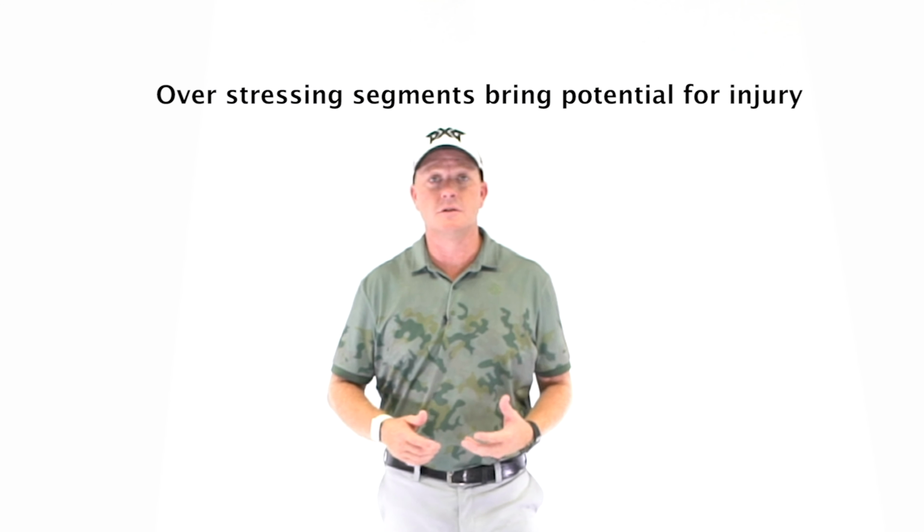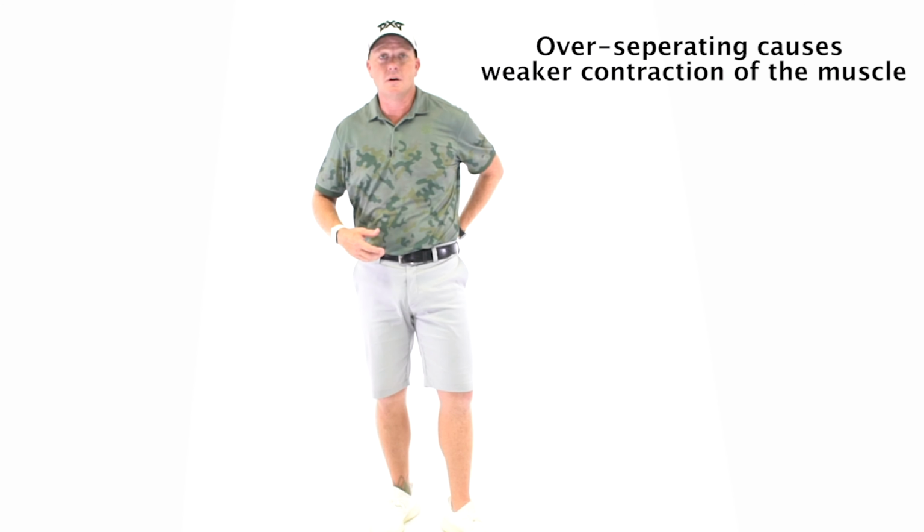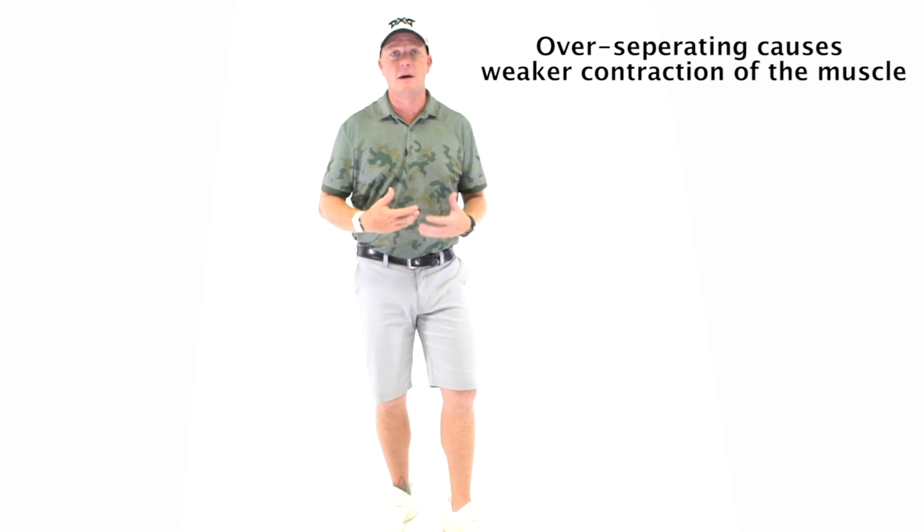When we take a look at juniors, a lot of times they're so flexible that we see a massive over separation of the pelvis and of the trunk. And when we over separate, that actually causes a little bit weaker contraction of the muscles, but it can put a lot of shear force on the spine. It can lead to back issues.